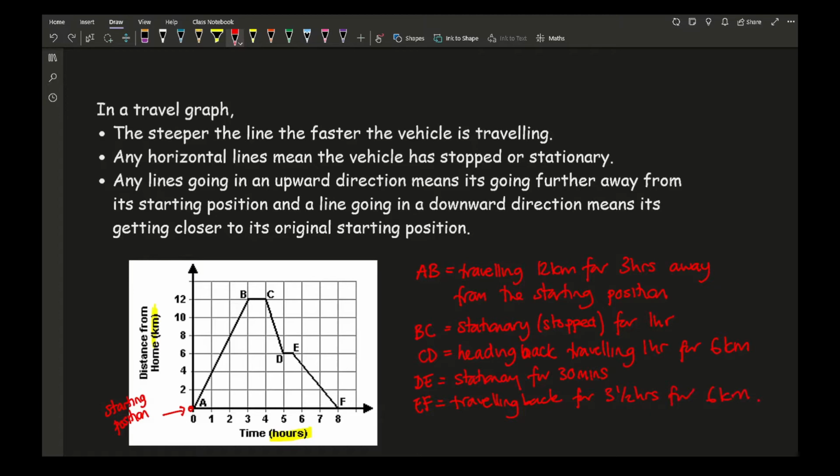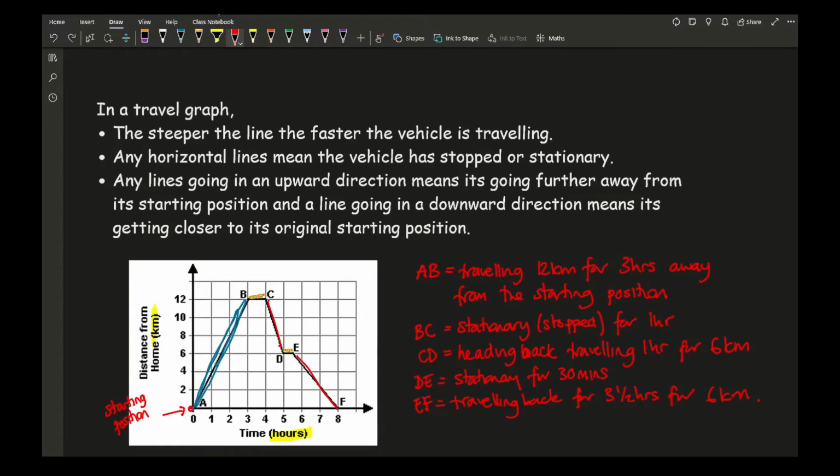And there we go. So you can see that this line going in an upward direction, which I'm not doing very well in terms of tracing, there we go, is travelling away from our original point. Our stationary points, which are here and here, mean that the vehicle has stopped, and then we're going back to our original point because the lines are going downwards.